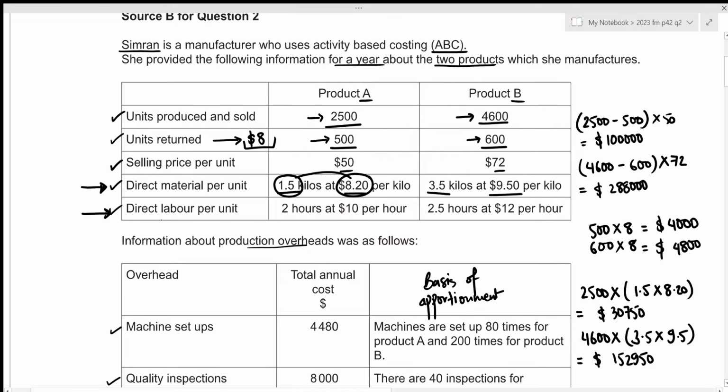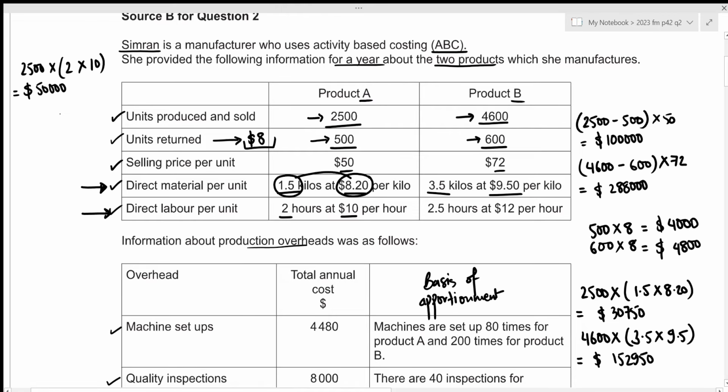And for direct labor as well, we're going to repeat the same process as we did for the direct materials. So we're just going to take the total number of units. Let's start with product A, that's 2500. Then we're just going to multiply it by the direct labor per unit. To figure out the direct labor per unit, we multiply the hours required per unit, which is given to be 2, by the rate per hour, which is given to be 10. And this gives our total direct labor cost for product A to be 50,000.